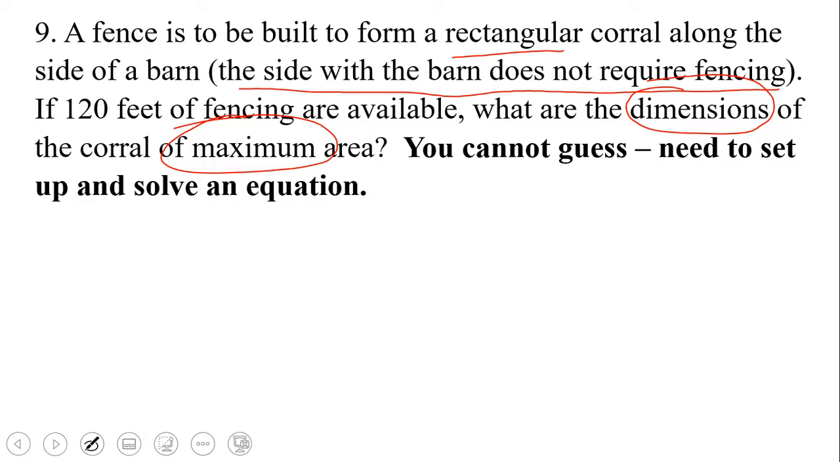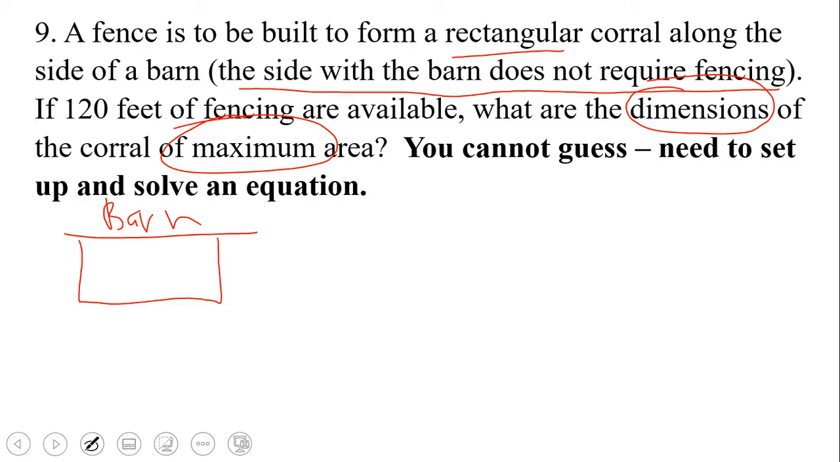And yet again, you're not allowed to just guess, but you need to go ahead and set up and solve an equation. So I'm going to go ahead and start by drawing a picture, which is usually the best thing to do whenever you have these types of problems. So notice, first of all, that you have a barn and you are building your fence next to the barn. So you don't have to build a fence where the barn is because that's going to be one of the sides. So instead, you are trying to build these 3 sides.